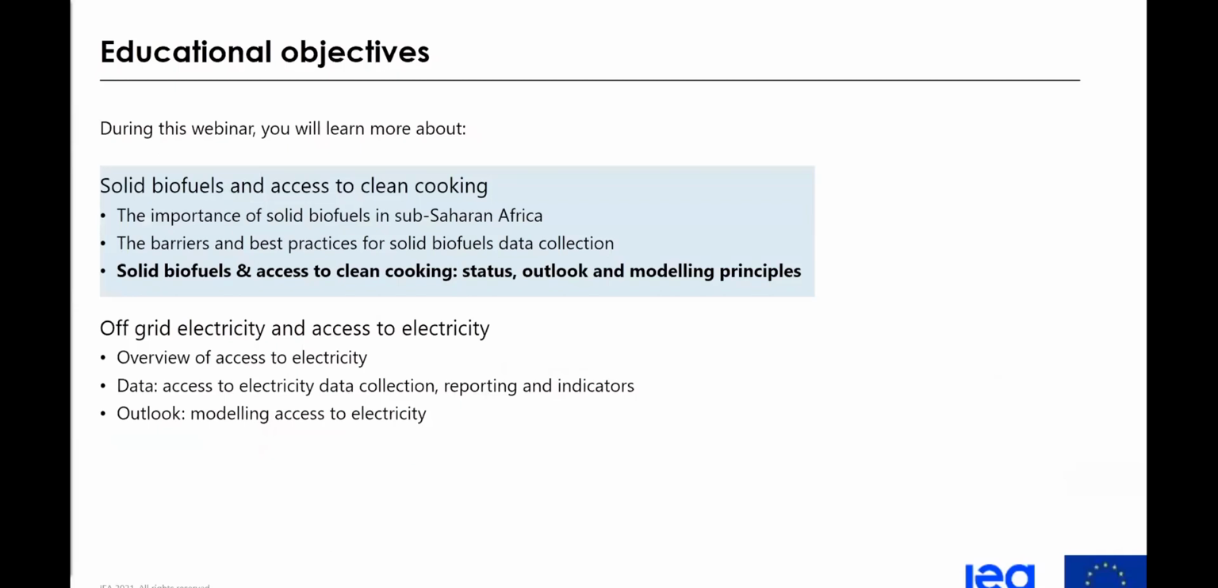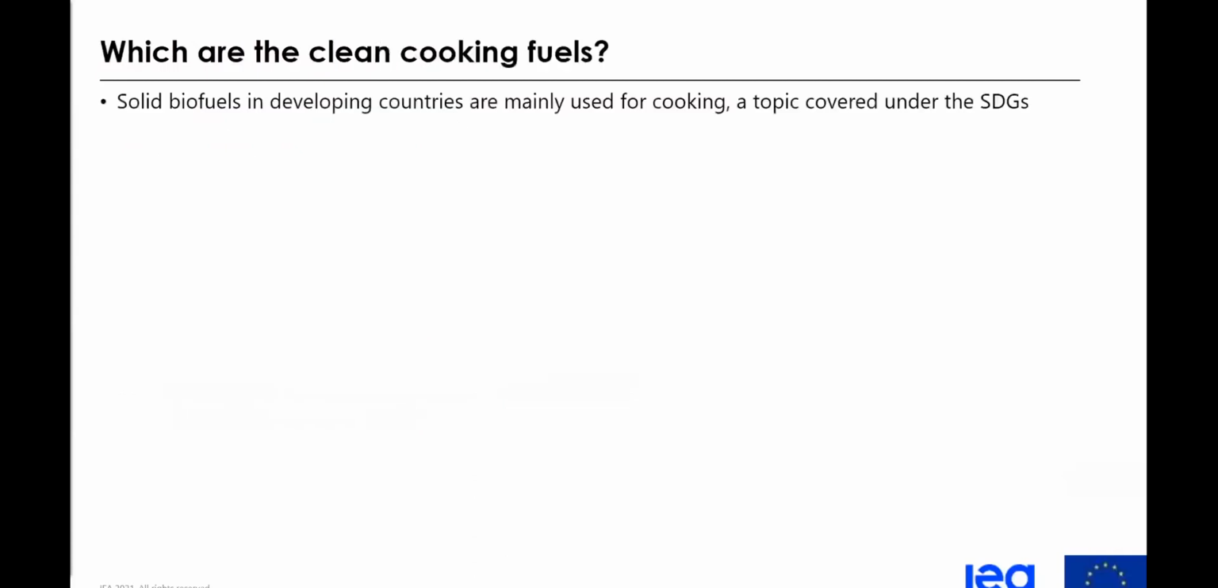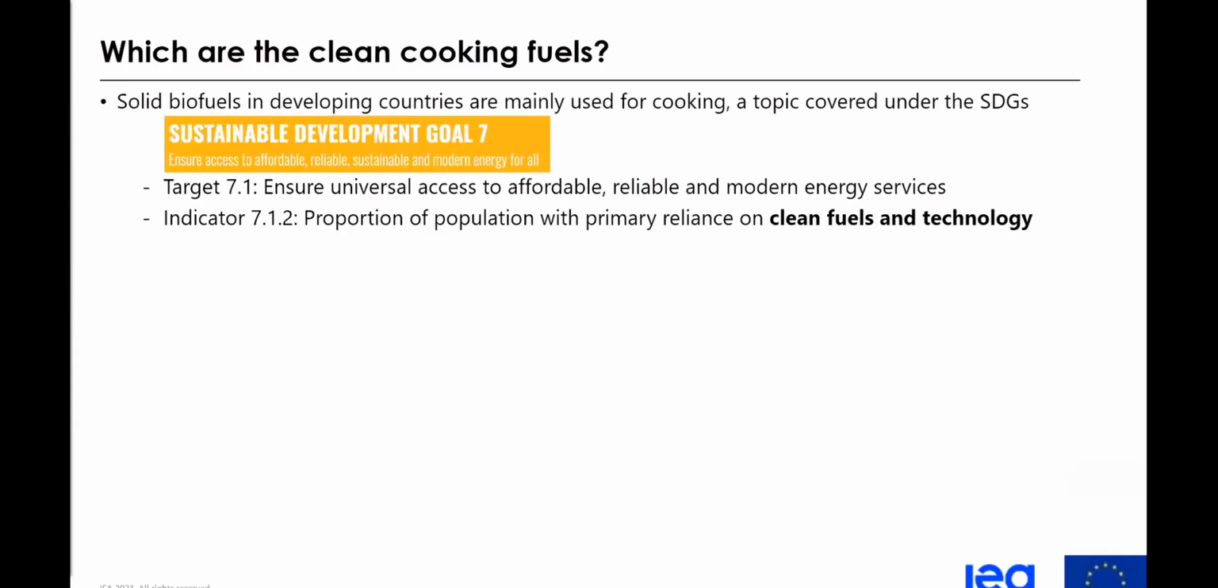Now we are going to deal with the last part of solid biofuels, and we will look at clean cooking status and modeling. Solid biofuels in developing countries are mainly used for cooking, a topic covered under the Sustainable Development Goal 7. There is the first target, which is 7.1, that ensures universal access to affordable, reliable, and modern energy services. And we have the indicator 7.1.2, which is the proportion of population with primary reliance on clean fuels and technology.